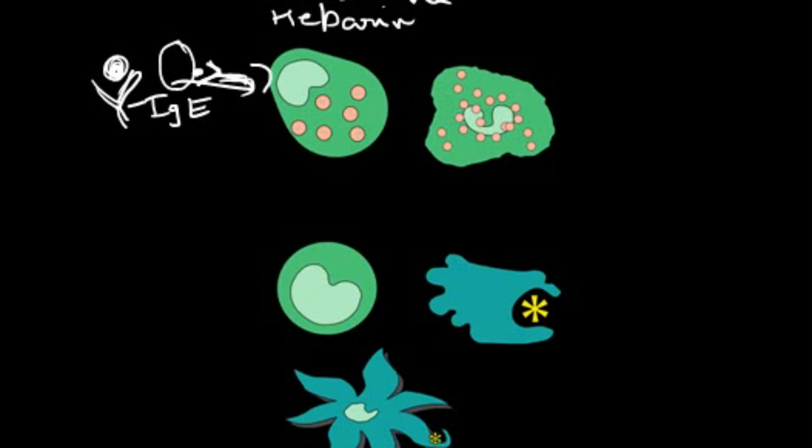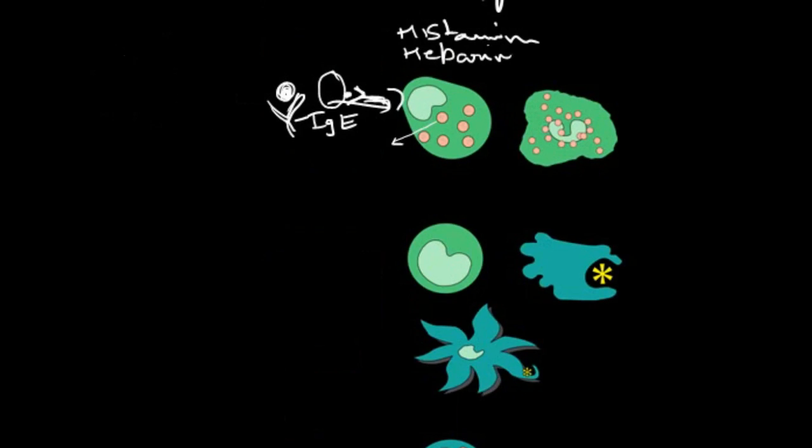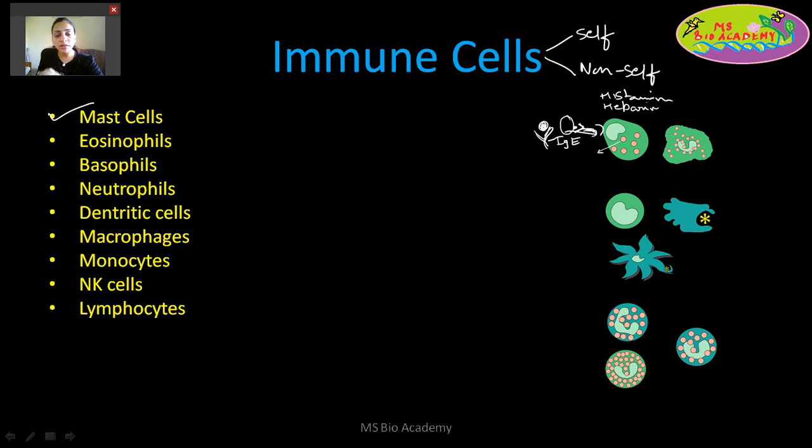Since these mast cells have receptors for the IgE antibody, on binding they are going to degranulate their contents. These granules contain histamine and heparin, so they will generate certain allergic or immunological reactions which will destroy the cell. So that is how the mast cells are helping, right?